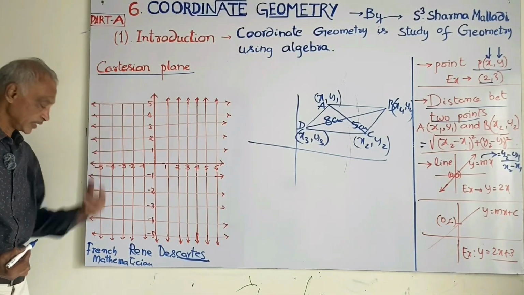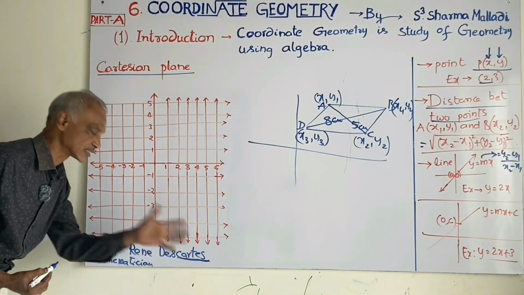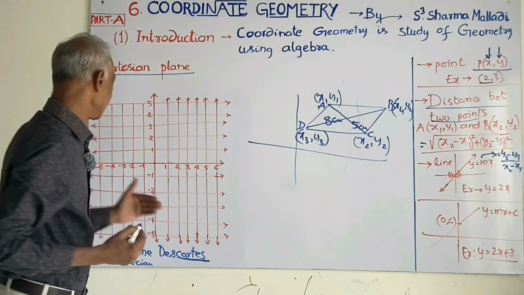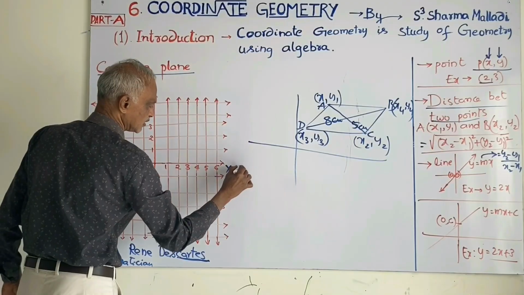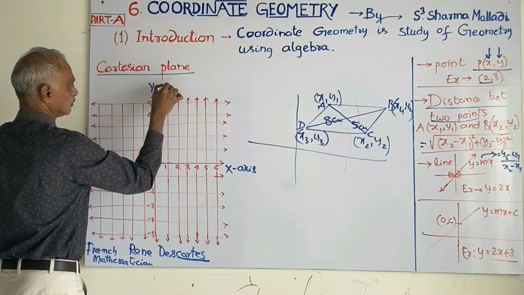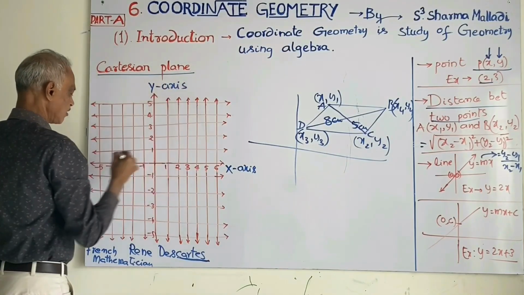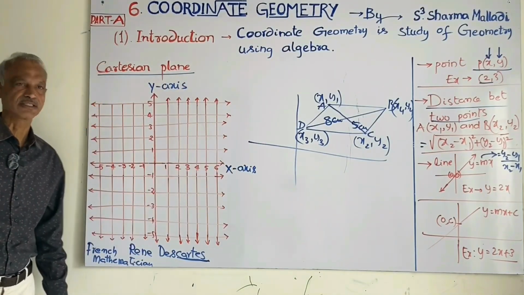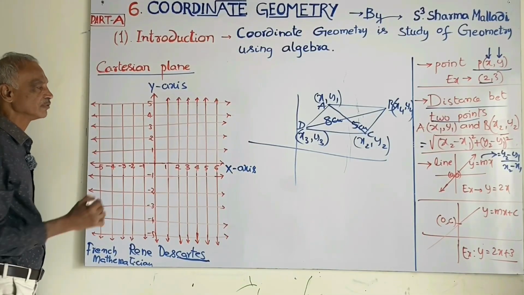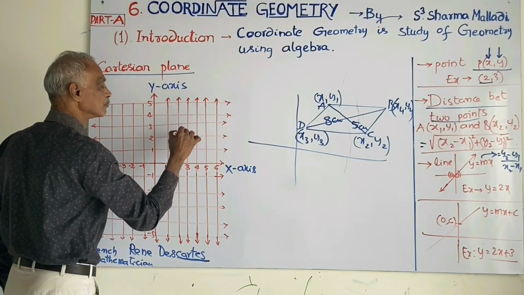This Cartesian plane came from Cartes, and it will have 2 perpendicular lines, x-axis and y-axis. Horizontal line is called x-axis and vertical line is called y-axis. And we want to locate a point. You take a point here.